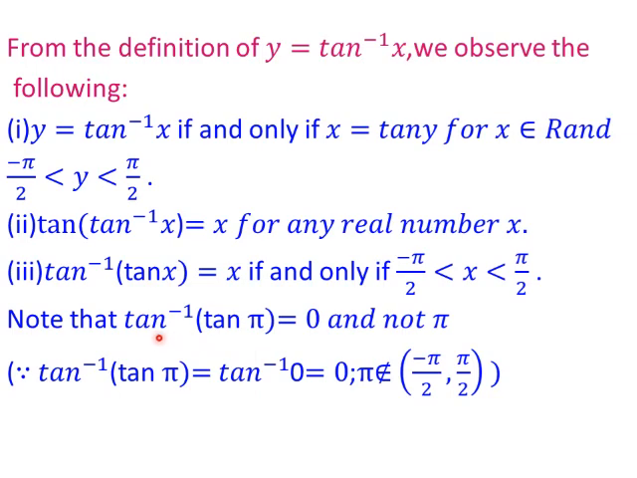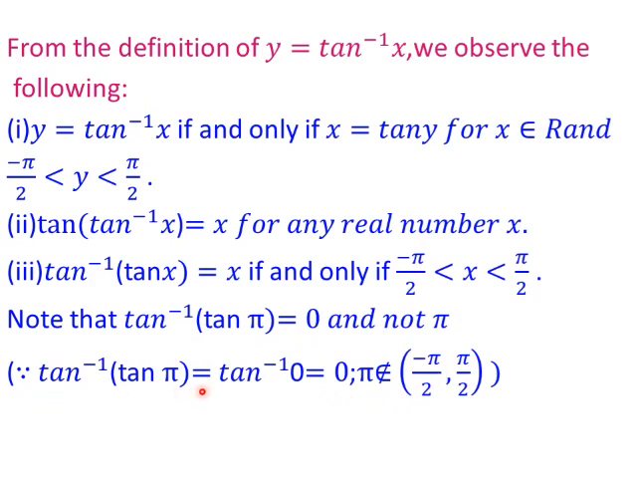So you see here tan inverse of tan pi is equal to 0 and not pi. Why are we not writing pi here? You can see, tan inverse of tan x is equal to x only if x lies in the open interval minus pi by 2 comma pi by 2, isn't it? Since pi does not lie in this interval, we did not write pi.